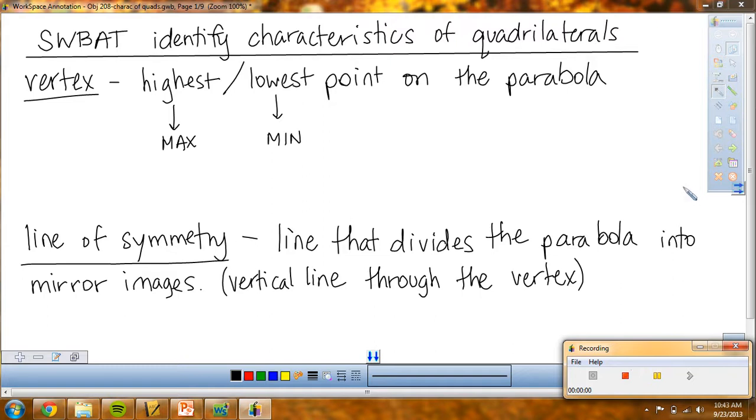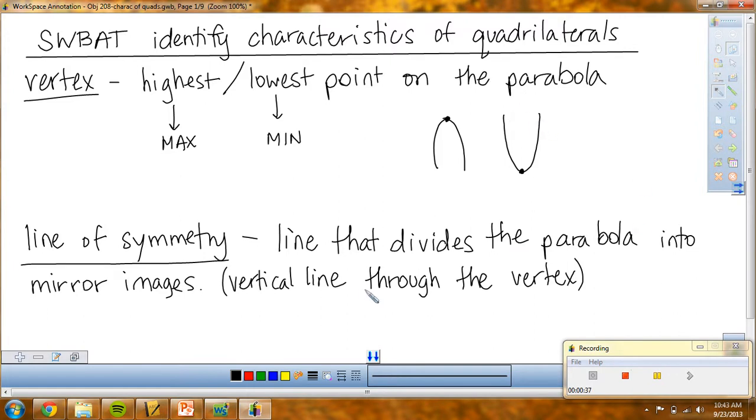In today's objective, we're going to be identifying characteristics of quadrilaterals. Our two vocab words are vertex and line of symmetry. So a vertex of a quadrilateral is either the highest or the lowest point on a parabola. So we know that parabolas curve upside down or they curve facing up. So our vertex is going to be the highest point or the maximum on a parabola that opens down, and then it's going to be the lowest point on a parabola that opens up.